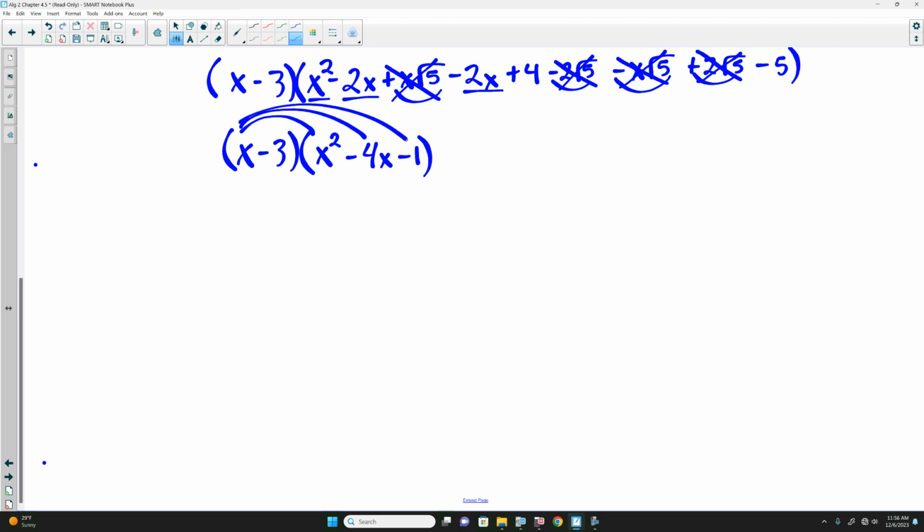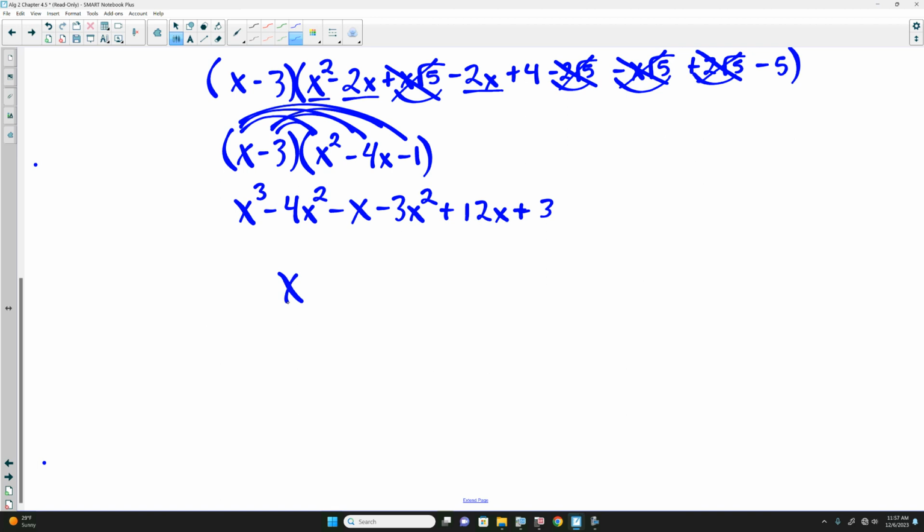And lastly, we multiply these two together. x times x squared is x cubed. x times negative 4x is negative 4x squared. And x times negative 1 is negative x. Distribute the 3. 3 times x squared is negative 3x squared. Negative 3 times negative 4 is plus 12x. And negative 3 times negative 1 is plus 3.